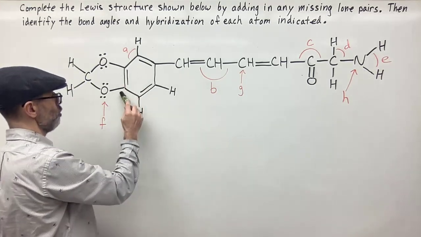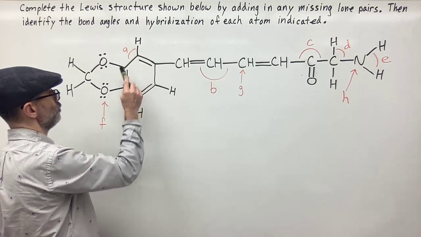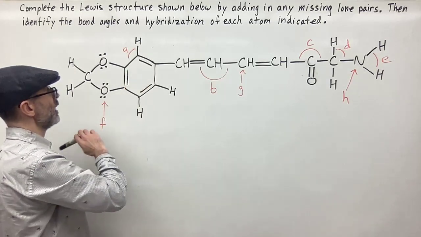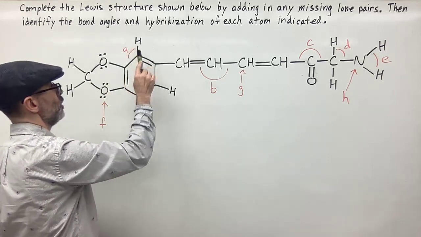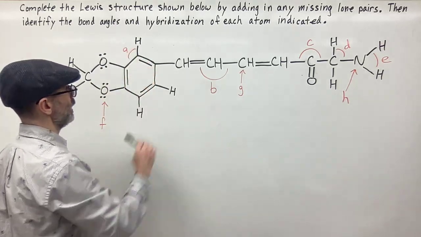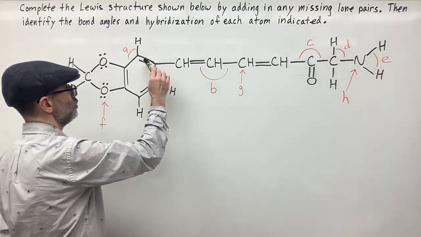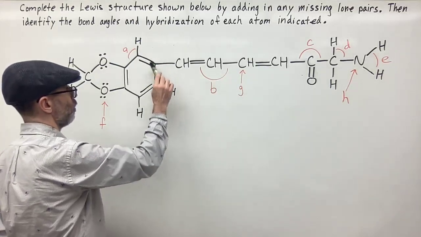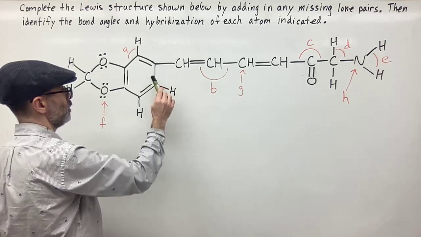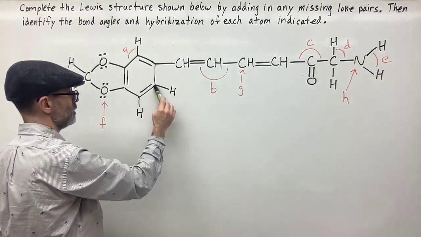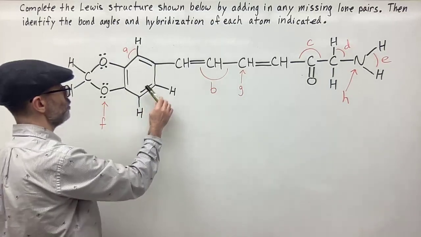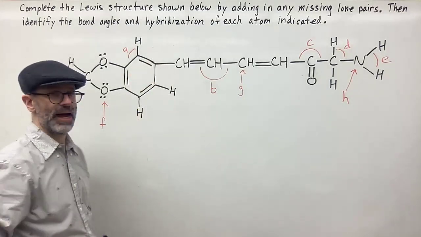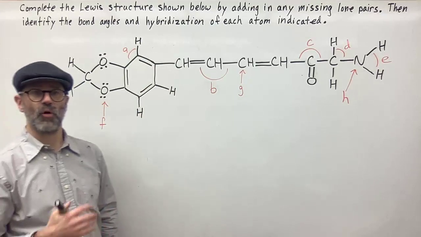This one also, same situation, 1, 2, 3, 4, so that has an octet. This carbon has 1, 2, 3, 4. Again, 1, 2, 3, 4 for this carbon, 1, 2, 3, 4 for this carbon, and 1, 2, 3, 4 for that carbon. So all of these carbons have 4 bonds and therefore an octet.